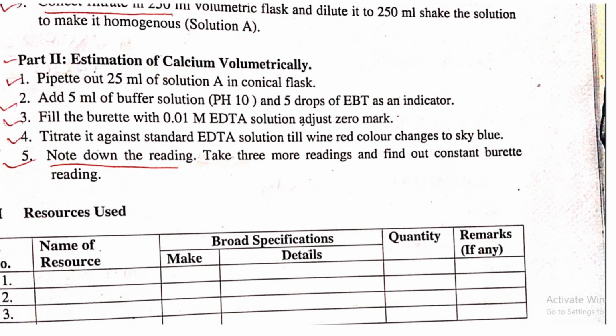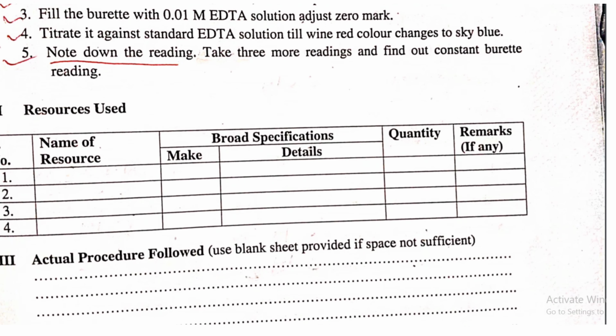Part second is estimation of calcium volumetrically. Pipette out 25 ml of solution from part first, then add 5 ml of buffer solution. The pH of that buffer solution is 10. Then add 5 drops of EBT, that is Eriochrome Black T indicator. Fill the burette with 0.01 molar EDTA solution. Titrate the solution against EDTA till the wine red color changes to sky blue. This is the end point of titration. Note down the reading, then write the constant burette reading.